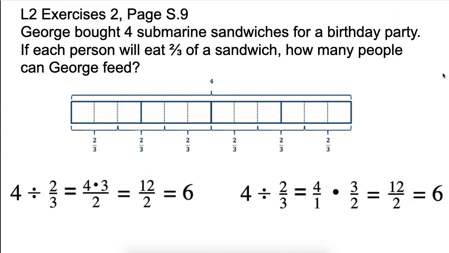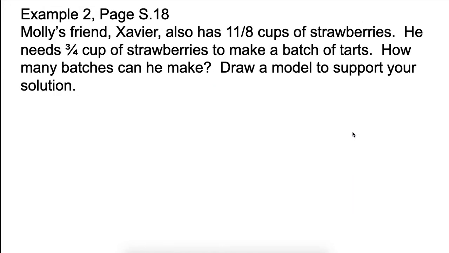So let's look at one more example here, okay? So let's go ahead on to the next slide. So here we have another one. Molly's friend Xavier has 11 cups of strawberries, and he needs 3/4 cups of strawberries to make a batch of tarts. How many batches can he make? So let's look at this. We want to draw a model of this first.